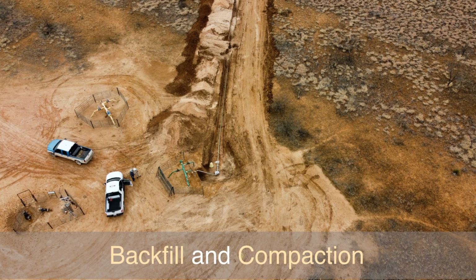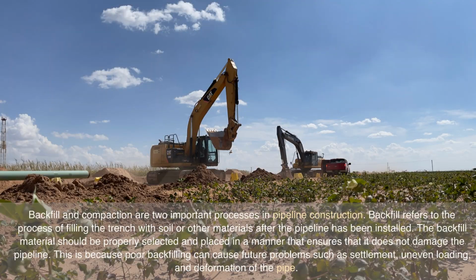Backfill and compaction. Backfill and compaction are two important processes in pipeline construction. Backfill refers to the process of filling the trench with soil or other materials after the pipeline has been installed. The backfill material should be properly selected and placed in a manner that ensures that it does not damage the pipeline. This is because poor backfilling can cause future problems such as settlement, uneven loading, and deformation of the pipe.